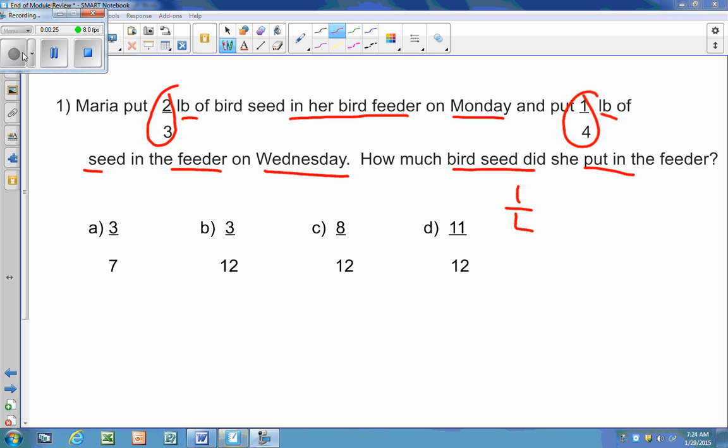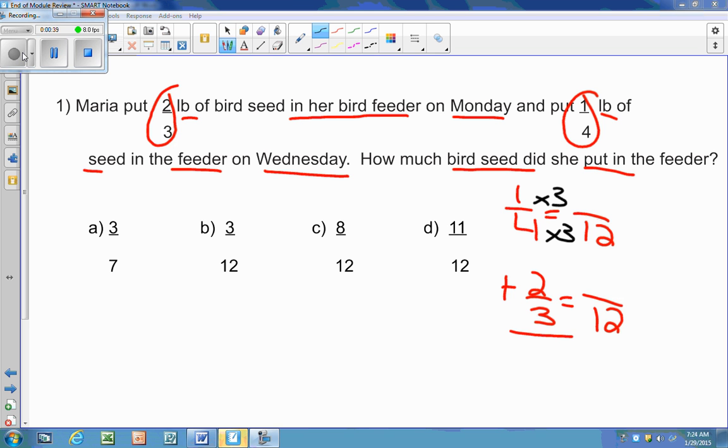So on the side, I do 1/4 plus 2/3. I know my common denominator is 12. So now I have to figure out my numerators. So 4 times 3 is 12, so I have to do times 3. So this would be 3, and 3 times 4 is 12, so I have to do times 4, which is 8. And when I add them together, I get 11/12.